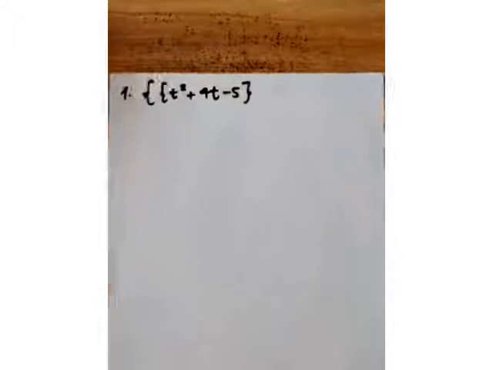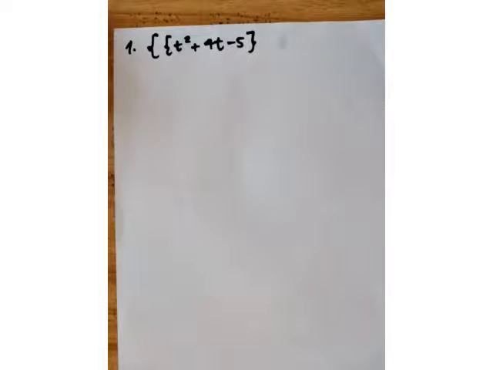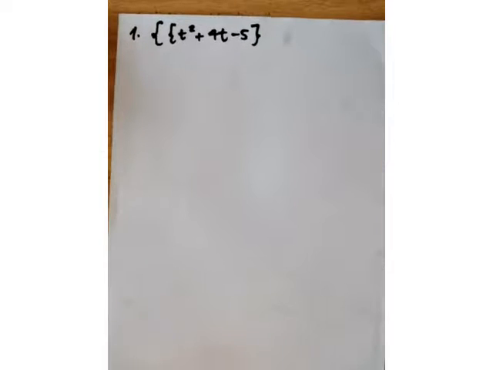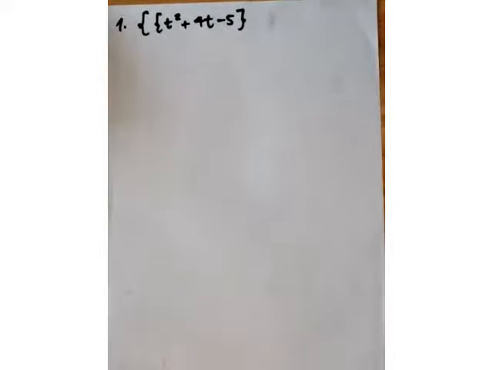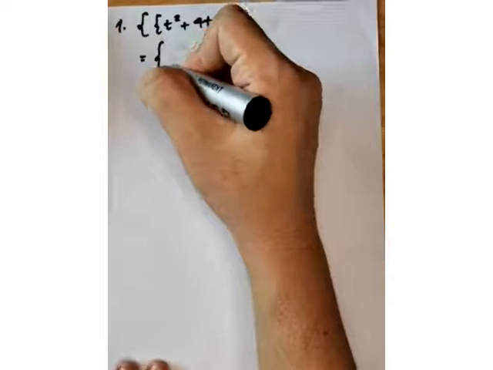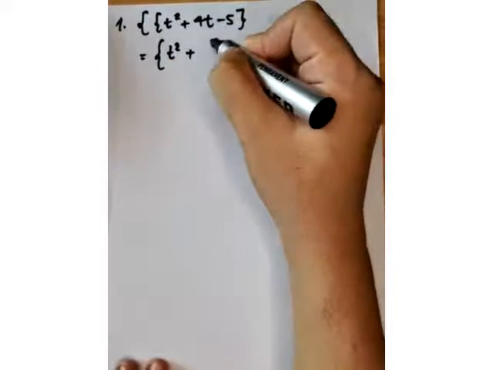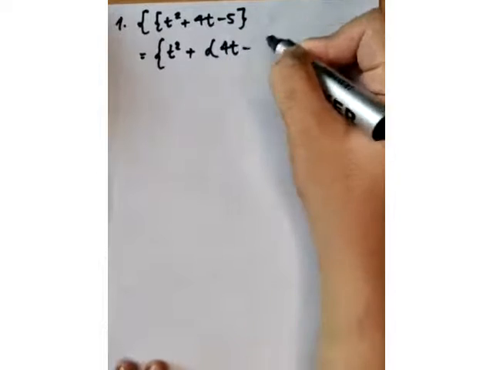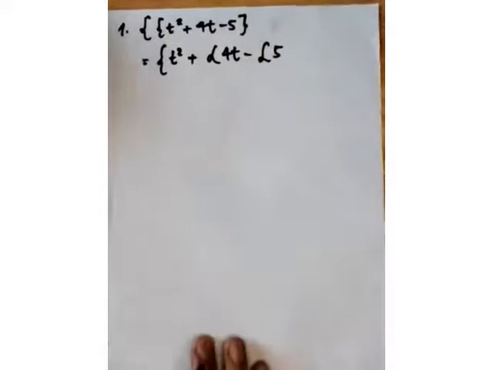Okay, so let's have the first one. Nakikita niyo ba? Okay, so find the Laplace transform of t squared minus 4t minus 5. So, ang mangyayari dyan ay isa-isahin natin yung Laplace transform. Kukunin natin yung Laplace transform ng t squared plus the Laplace transform of 4t minus the Laplace transform of 5.